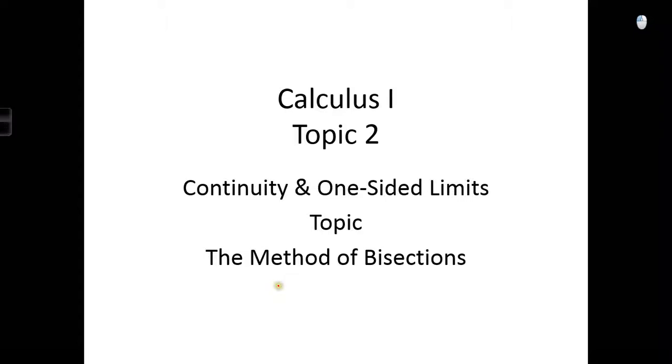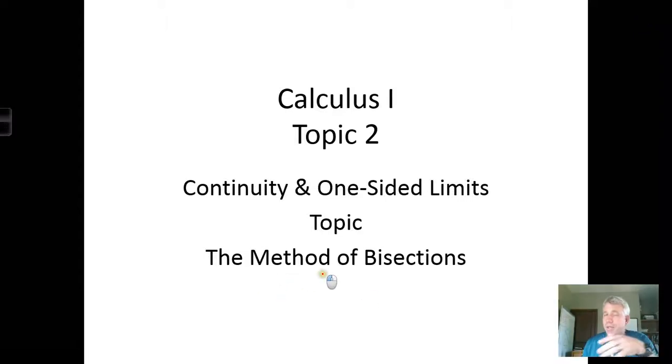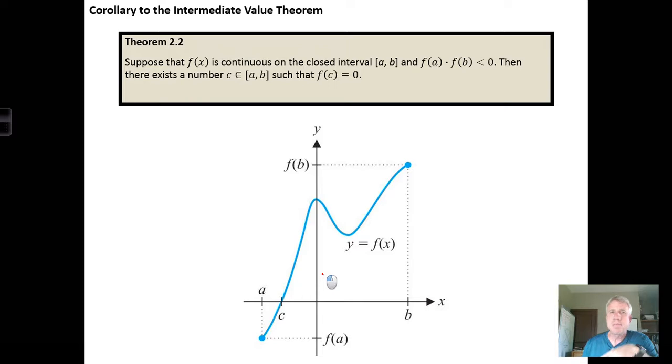So in this video I'm going to try to explain the method of bisections. So we have the intermediate value theorem, and there's a corollary to the intermediate value theorem, and that corollary says that if you have a closed interval from a to b, and if you plug a into your function f, that has to be continuous on that closed interval.